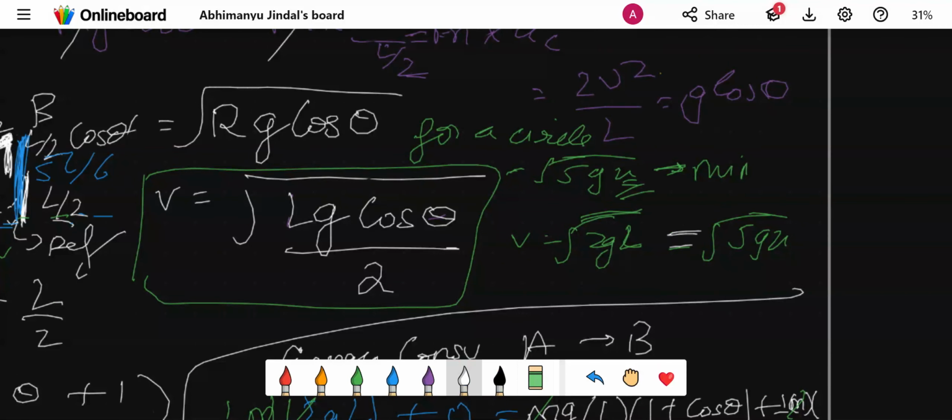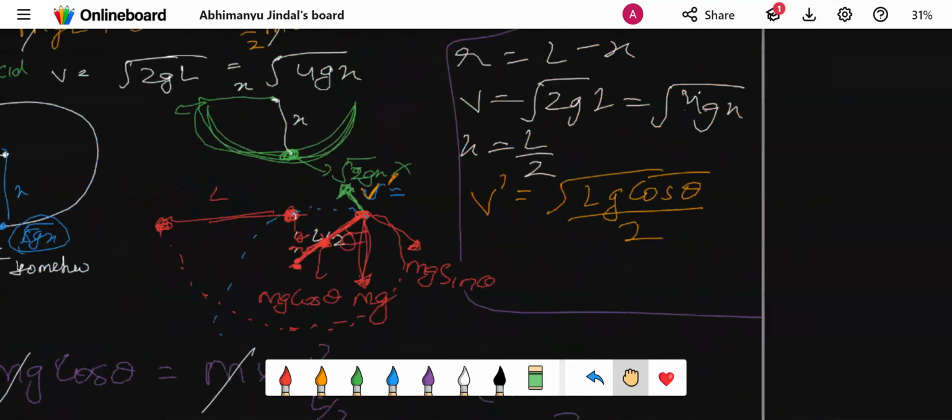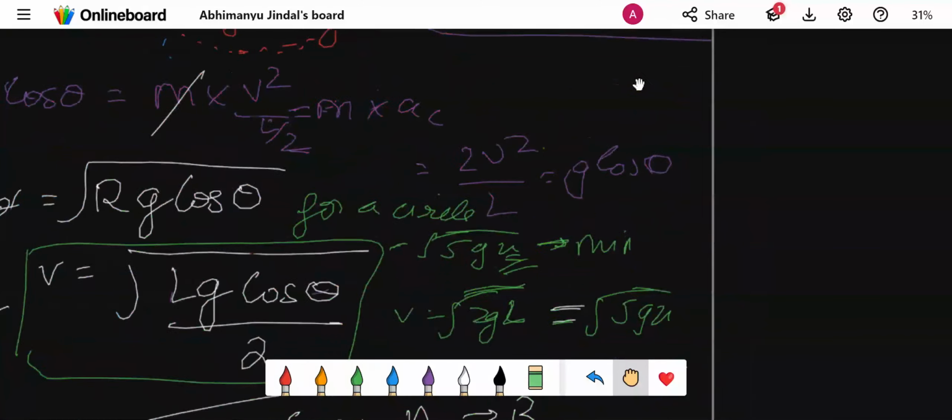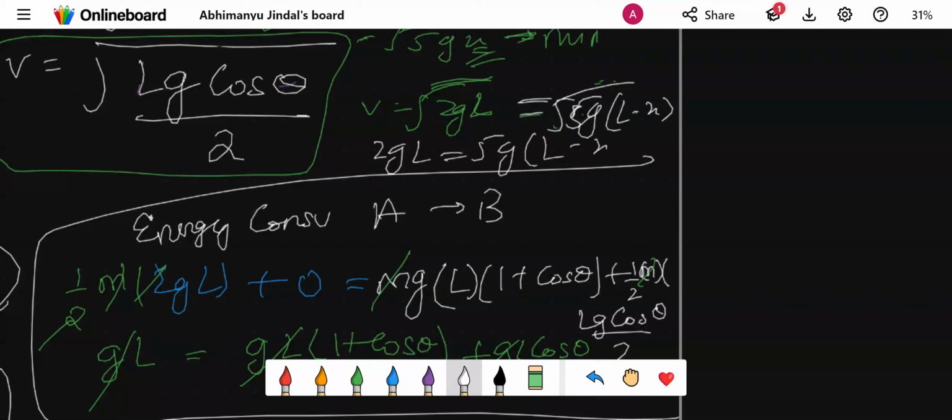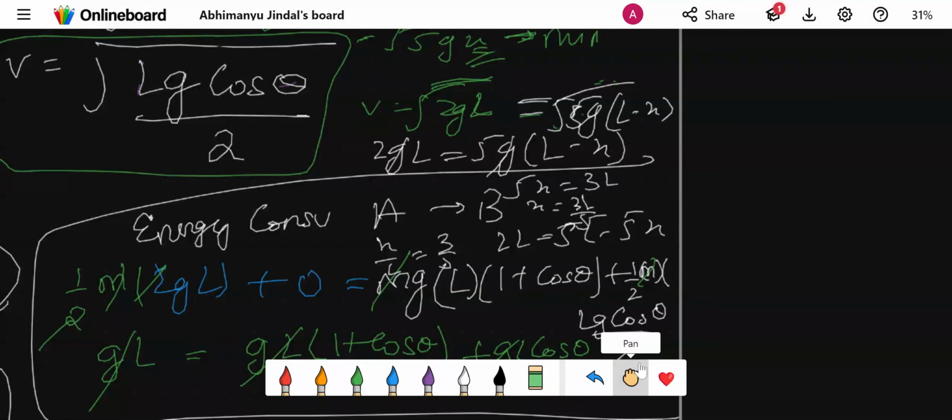Now x, you remember, right? I told you this thing. The radius is L minus x. So this right here becomes root 5g L minus x. When I square, I get 2gl equals 5g into L minus x. G is gone, so 2l equals 5l minus 5x. 5x equals 3l, x equals 3l by 5. So x by L equals 3 by 5.